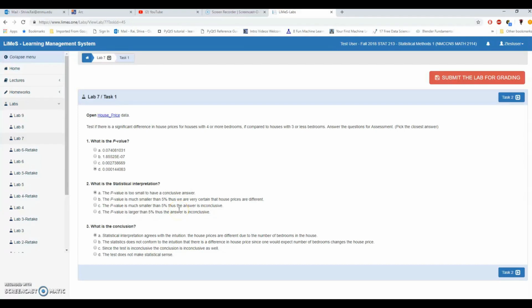Lab 7, Task 1. Open house price data. Test if there is a significant difference in house prices for houses with 4 or more bedrooms compared to the houses with 3 or less bedrooms. Answer the question for assessment.